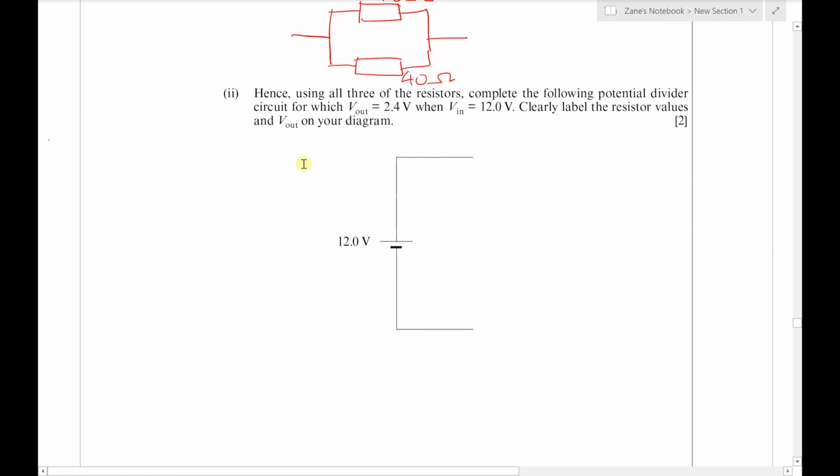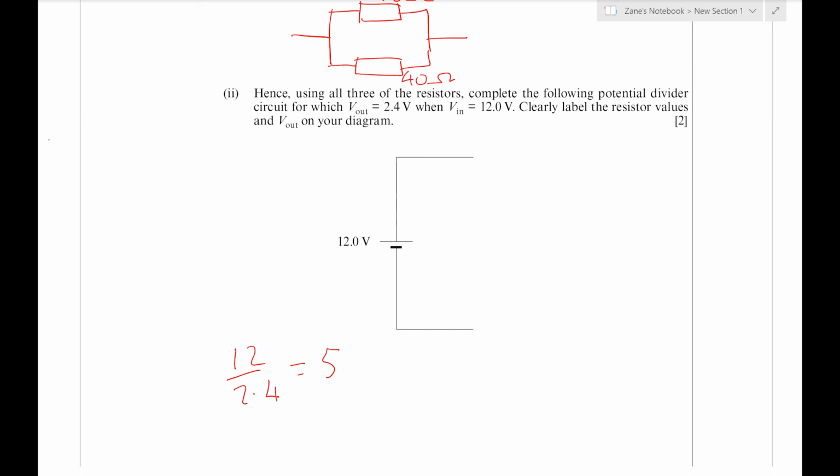Next we're asked to use all three resistors and make a potential divider circuit for which Vout compared to Vin is 2.4 volts and Vin is 12 volts. Well, the ratio of Vin to Vout is 12 to 2.4, and that is 5, so that basically means we're going to split the total resistance available up into 5 shares, and we want one of the shares to be worth just 1 if you like, and the other to be 4 of the shares.